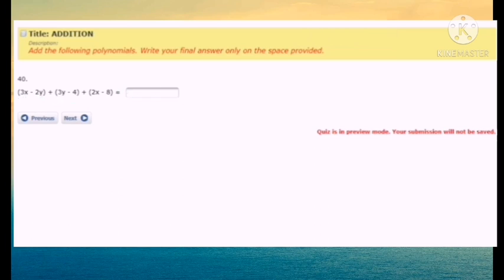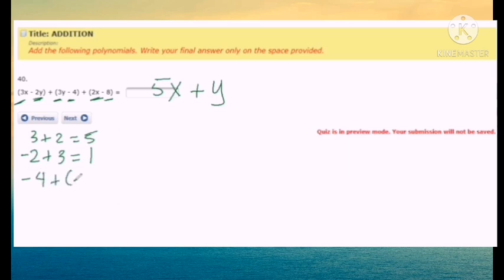Number 40, we have 3x is similar with 2x. So 3 plus 2 is equal to 5. So I'm going to have 5 and copy x. Negative 2y and 3y are also similar. So negative 2 plus 3 is equal to 1. So plus 1y or simply y. Negative 4 and negative 8 are also similar. So negative 4 plus negative 8 is equal to negative 12. So minus 12.